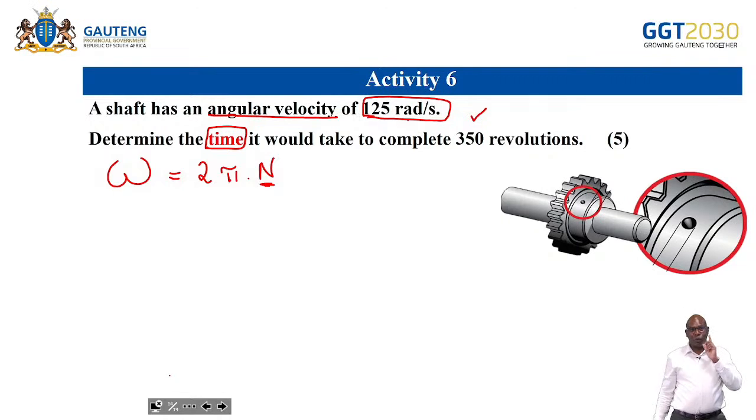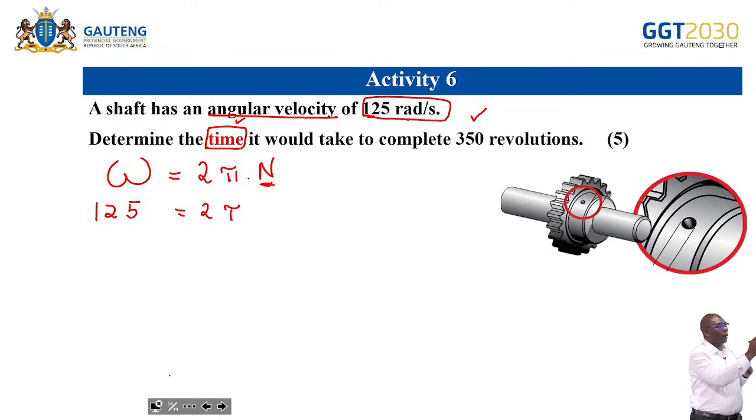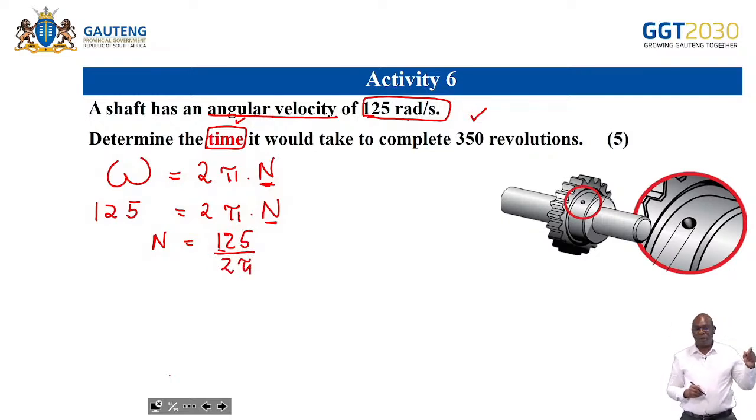First we're looking for n, but we remember we need time. N is not time. Now what are we going to do here? We have the angular velocity given as 125 radians per second. We have 2 pi here. We have the n, which we don't know. So for us to find n, we must have 125 divided by 2 pi.